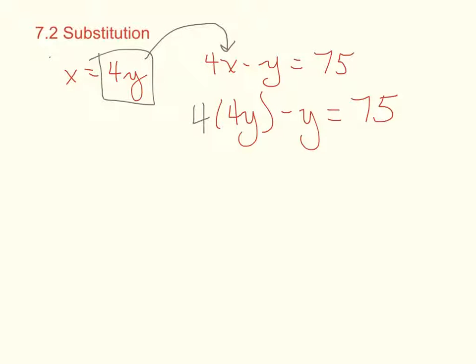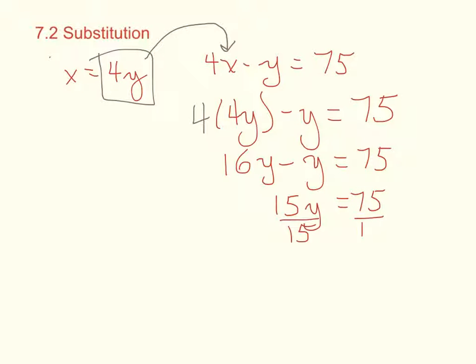And then go ahead and simplify and combine like terms. So 4 times 4 is 16. So we have 16y minus y is equal to 75. 16y minus 1y would be 15y is equal to 75. And if we divide both sides by 15, we find that y is equal to 5. Okay, so once again, what we did is we substituted 4y for x right here into this equation, since x is equal to 4y, and then we were able to solve for y.